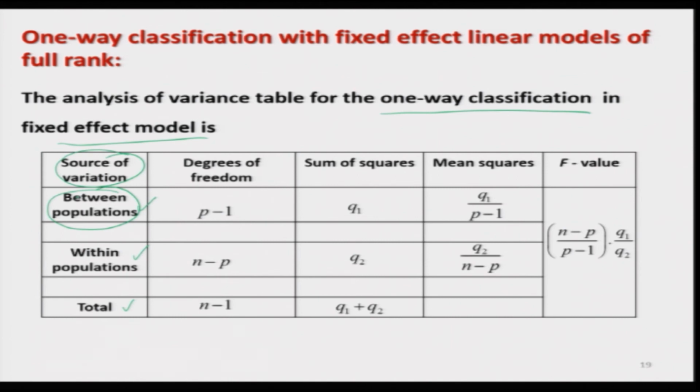The only thing you must know is this: the sum of squares Q1 indicates the variation due to between population, and Q2 indicates the within populations, and you will see that many times this within populations variation is also called error. And the degrees of freedom related to Q1 are p minus 1, and the degrees of freedom related to Q2 are n minus p. And if you sum them, then Q1 plus Q2 will be called the total sum of squares.